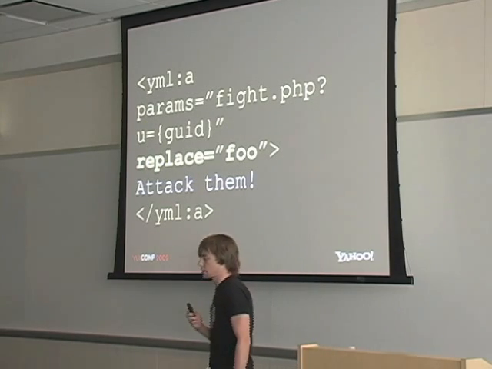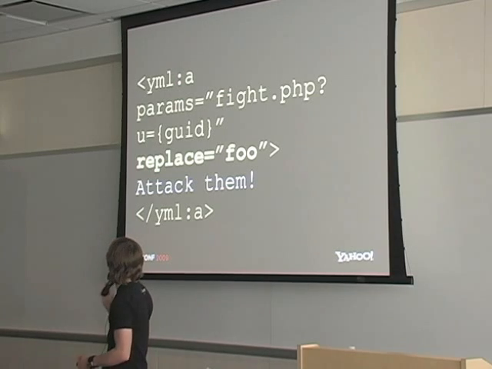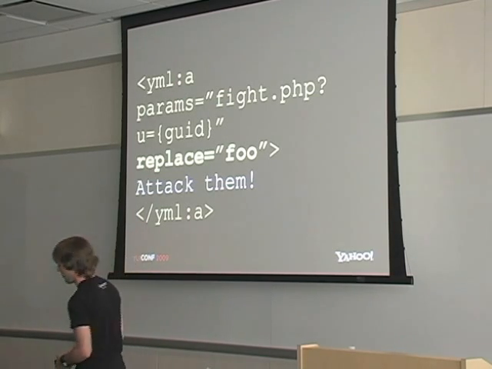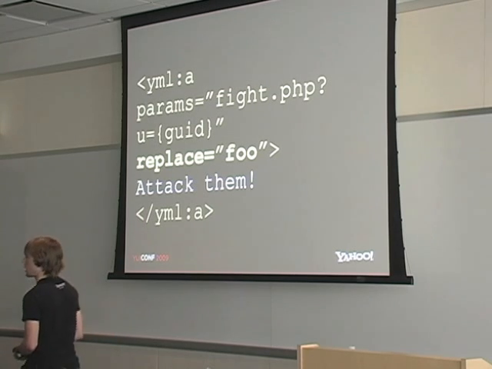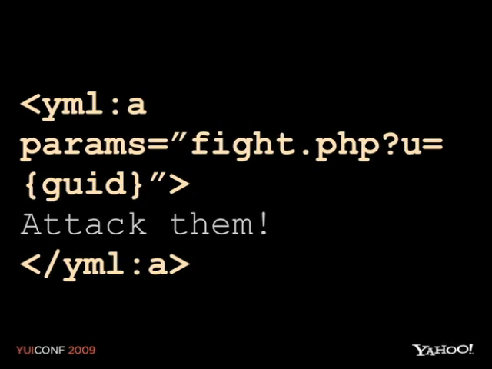Something that's going to be really useful when making highly engaging small views is taking advantage of this replace parameter, or attribute rather, on the YML tag. So if this was in my small view and I put replace equals foo in here, what would happen is instead of navigating to a new page, maybe it's still in the same context, I would actually take the content from my server at fight.php and place it into the foo div, or any element with the ID of foo on the page.